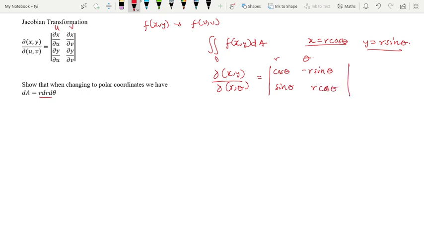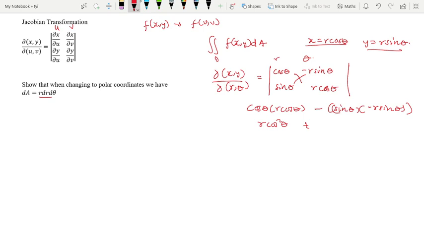At this point, it's a determinant, so you cross multiply. You're going to have cos theta multiplying r cos theta, minus the expression sine theta multiplying negative r sine theta. So this is going to give me r cos squared theta plus r sine squared theta. So r will be out, we have cos squared theta plus sine squared theta, and this gives 1, so you have r.